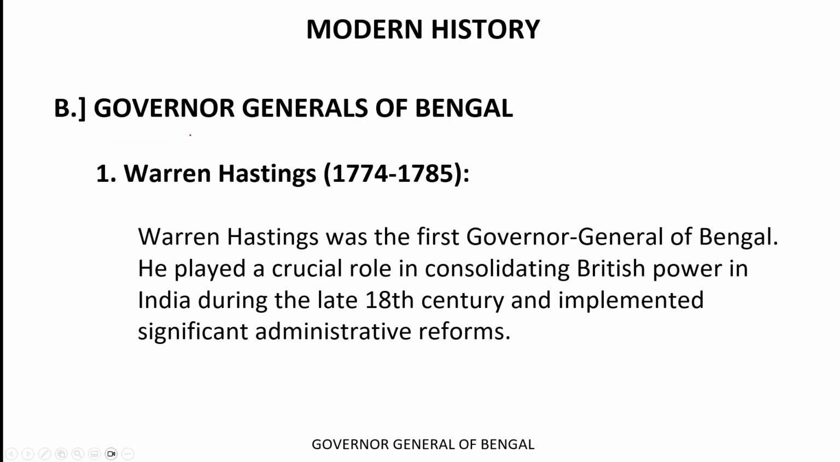Okay. So here we have started the Governor Generals of Bengal. First we have the Governor General of Bengal who was known as Warren Hastings. He was the Governor General of Bengal from 1774 to 1785. He played a crucial role in consolidating British power in India during the late 18th century and implemented significant administrative reforms. Now what happened when he became the Governor General of Bengal?